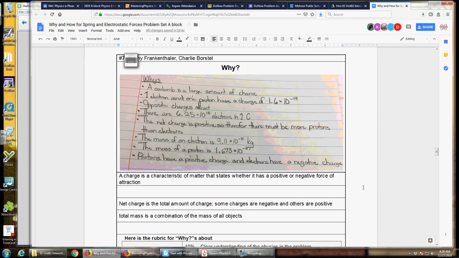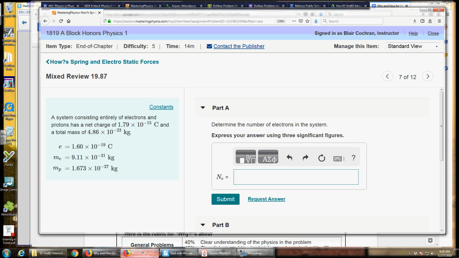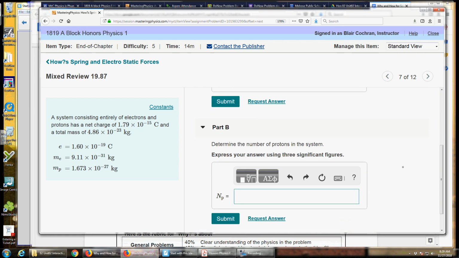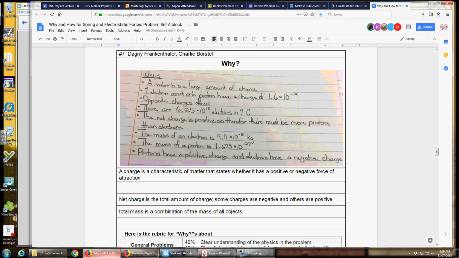Seven is this one. Alright. Net charge, total mass, determine the number of electrons, determine the number of protons. And then yesterday that was the Y. That was nicely done for us.